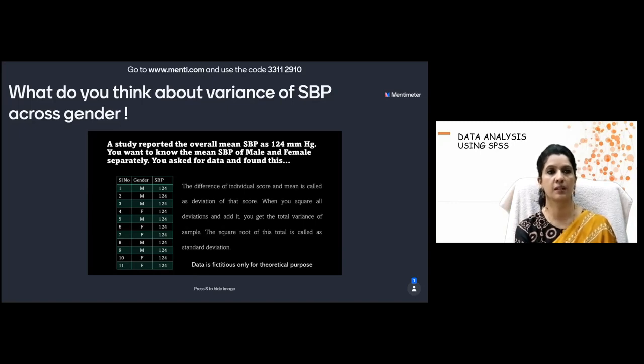If you see the data, there are 11 individuals of male and female gender, and you can see that the systolic blood pressure of all the individuals is 124. The difference of an individual score and the mean is called the deviation of that score, and when you square all deviations, you get the total variance of the sample, and the square root of this is called the standard deviation that you have seen. So now, can you comment on the variance of this data? What is the variance?